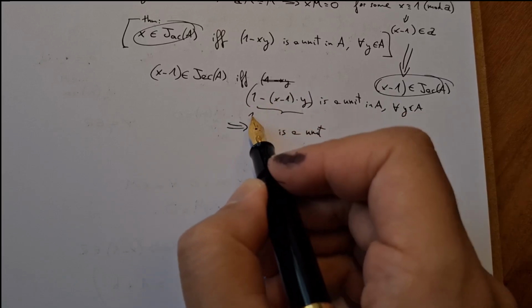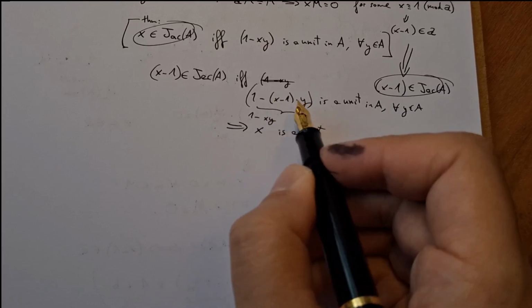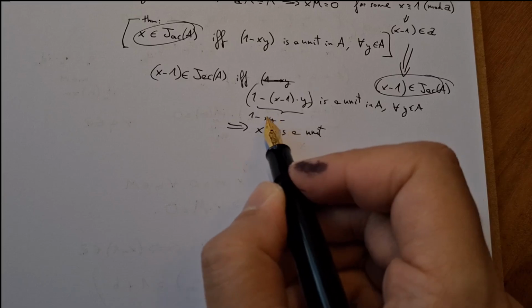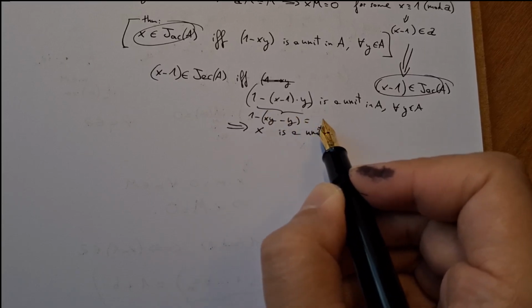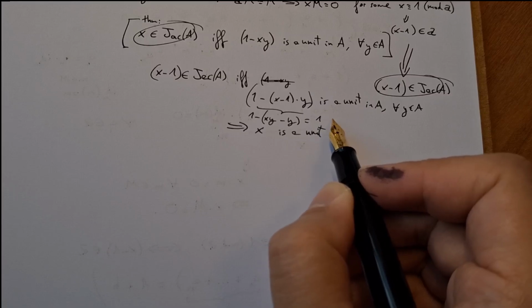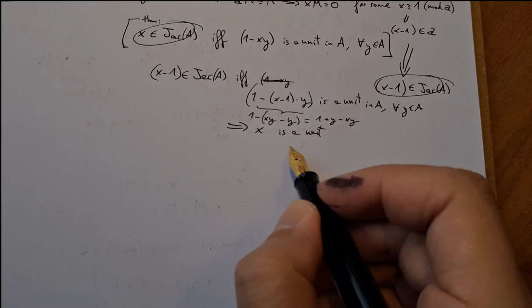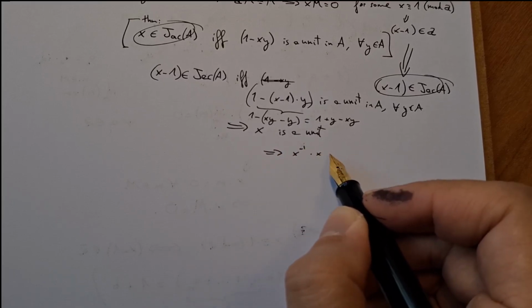So actually this is like 1 minus xy minus y, which is 1 plus y minus xy. So since x is a unit, we know that x minus 1 multiplied by x equals 1.